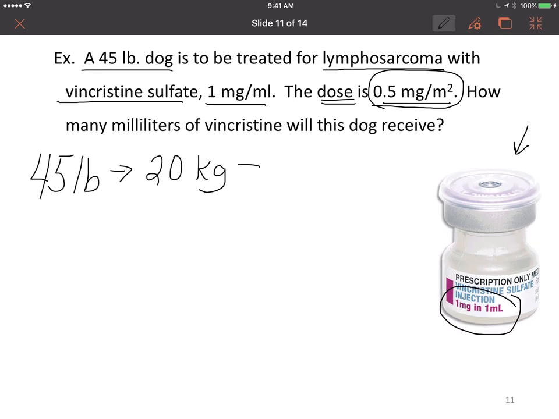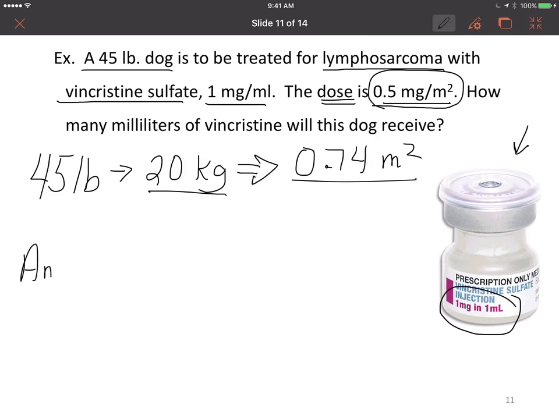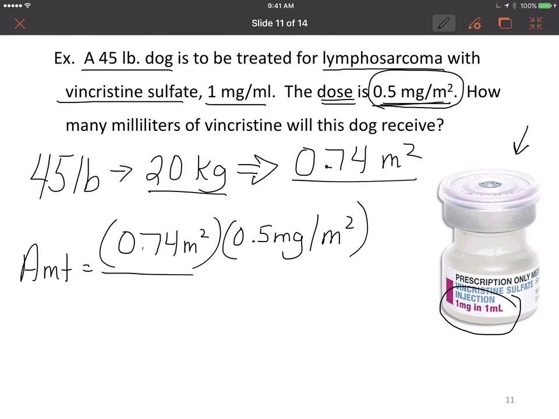Now from here, I'm going to go to the chart in Plumb's, and I'm going to look up 20 kilograms, and it'll give you the body surface area, which in this case is 0.74 meters squared. So if we're going to go to our amount equals, instead of body weight, we're going to use body surface area. So that's 0.74 meters squared, times dosage rate up here, which is 0.5 mg per meter squared, divided by the concentration of the drug, 1 mg per mil.